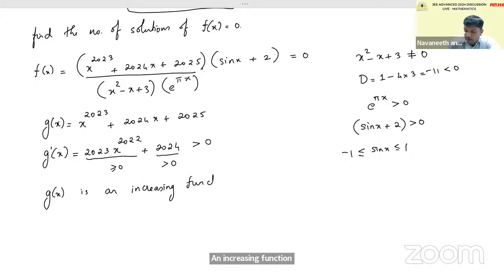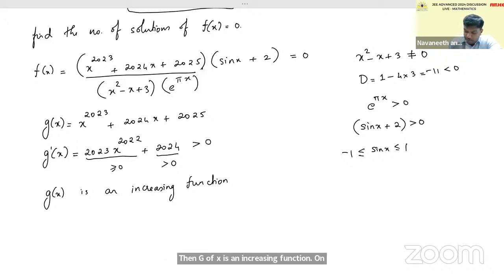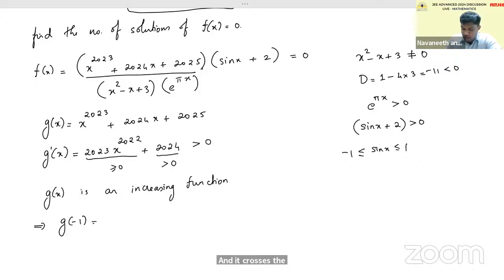g of x is an increasing function, because that is the application of derivatives. If g dash of x is greater than 0, then g of x is an increasing function always, right? So it's a monotonically increasing function, and it crosses the x-axis once, because you can even observe that g of -1 here is 0, in fact.